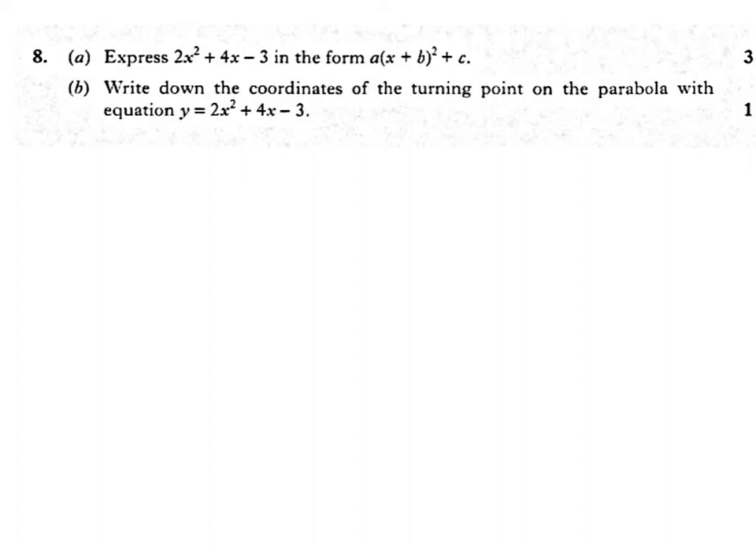Okay, section 3, example 5. Express 2x squared plus 4x minus 3 in the form a bracket x plus b all squared plus c. That's a complete the square question. So I've got 2x squared plus 4x minus 3.